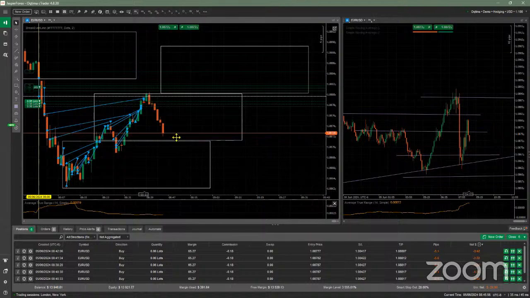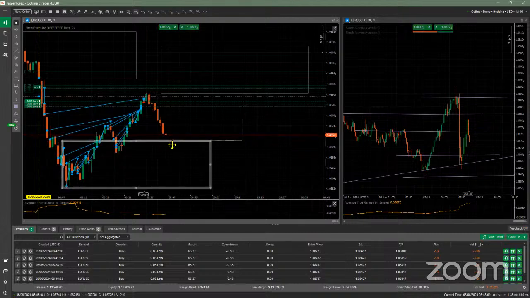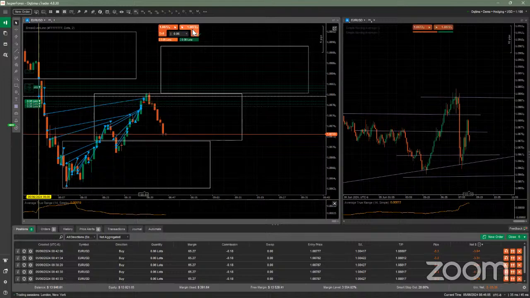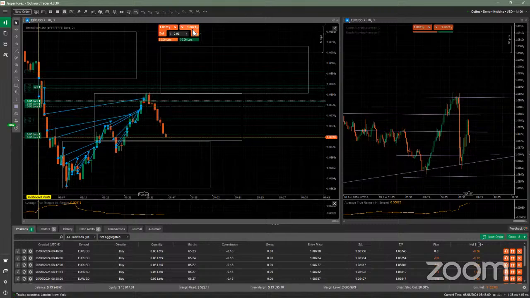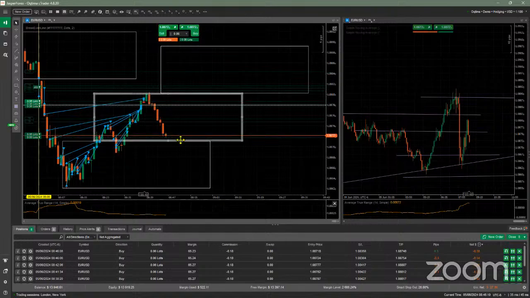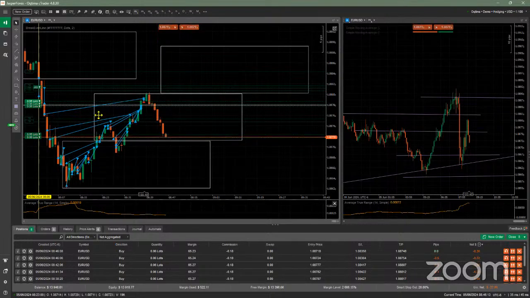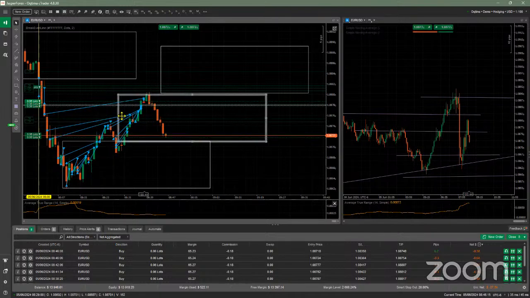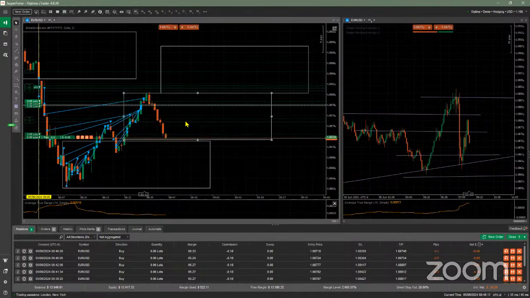A little bit more. Will we get it? One, two. The edge of the box. The edge of the box has the highest probability for the bounce.